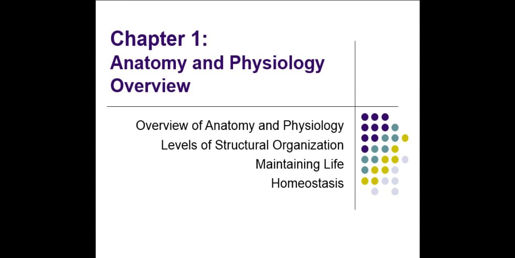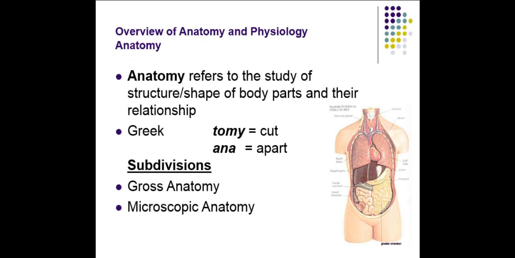All right, so this is chapter 1, and it's going to go over an overview of anatomy and physiology and the first section of the chapter. So we're going to talk about what is anatomy, what is physiology, levels of structural organization, maintaining life, and homeostasis. So first off, we have to define anatomy and physiology.